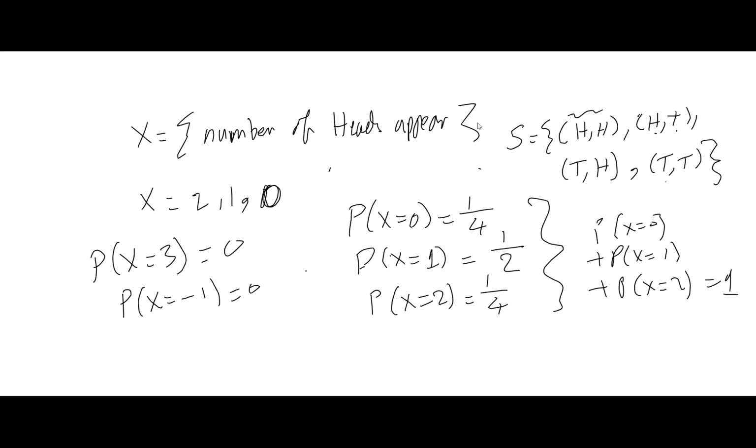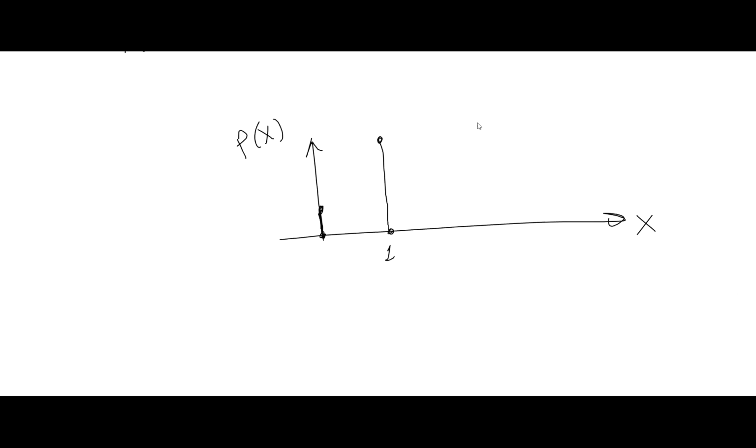The nice thing here, when we deal with such numbers, is that now we can define, for example, the probability mass function. So now we can draw X and the probability of X. The probability at X equals 0 is 1/4, at X equals 1 it is 1/2, and at 2 it is 1/4 again.